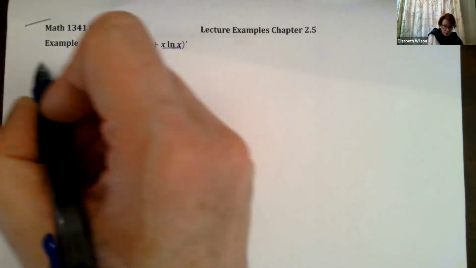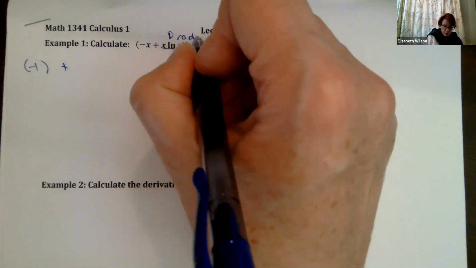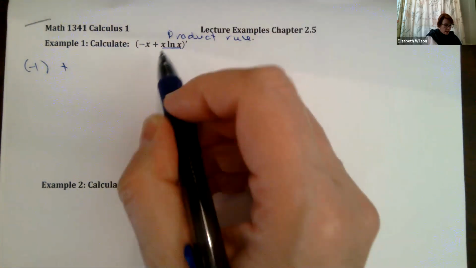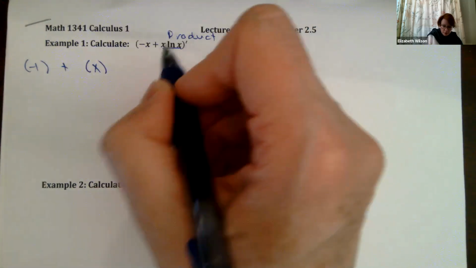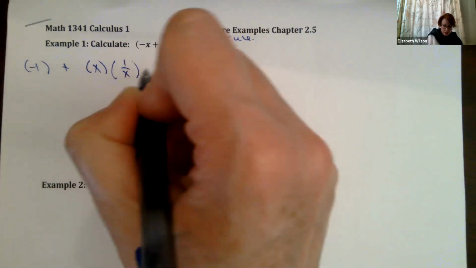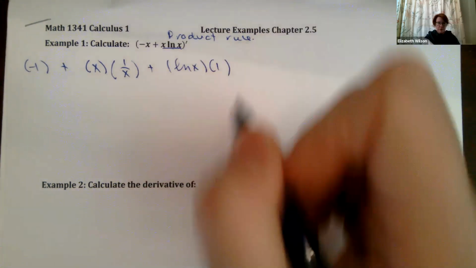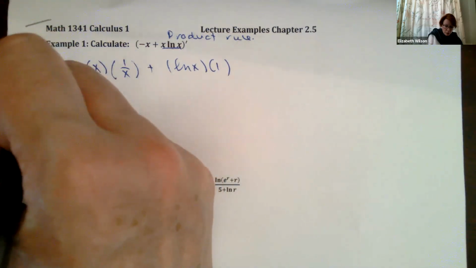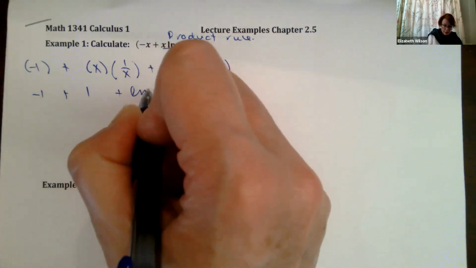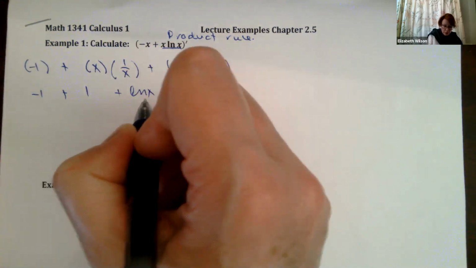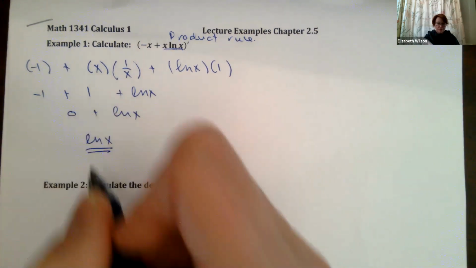So minus x, that derivative is minus 1. Plus, there's a product rule. I'll write that down in here. Product rule. Plus, I have to do my derivative. So I'm going to say the first times the derivative of the second, 1 over x, plus the second, ln of x, times the derivative of the first. Okay, now I can clean things up. It says minus 1 plus x times 1 over x is 1, plus ln of x. So minus 1 plus 1 is equal to 0. Ln of x, this is just ln of x right here.